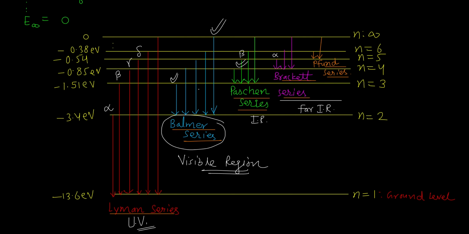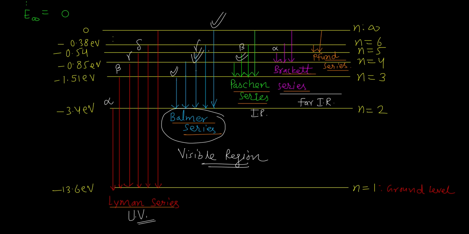If you are told to find the wavelength of the gamma line of the Balmer series, that means alpha, beta, gamma. This line we are talking about. This is the gamma line. Okay, I think you understood this. So let's calculate the energy difference for these different orbits.